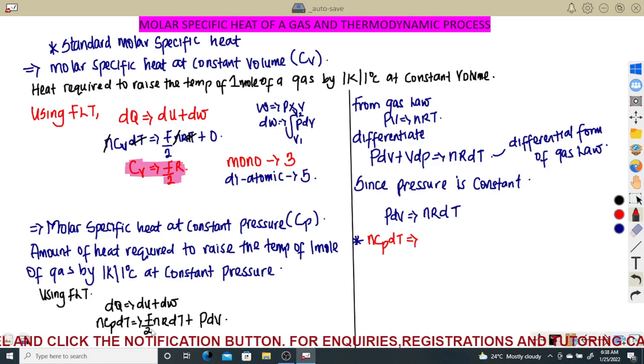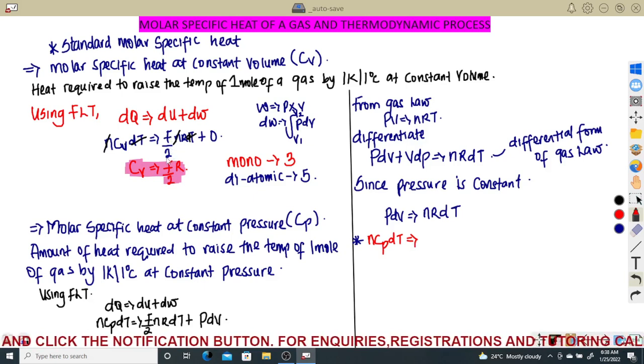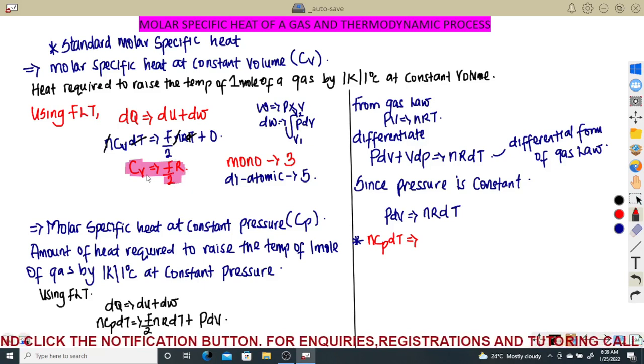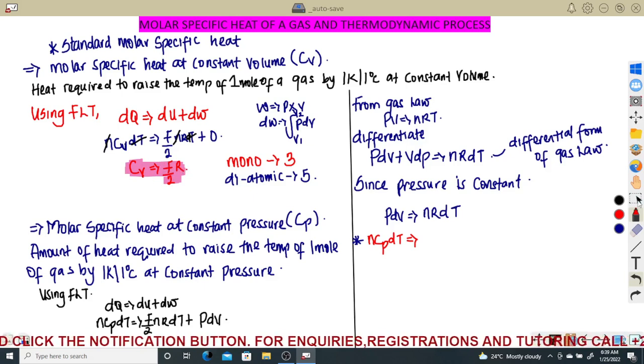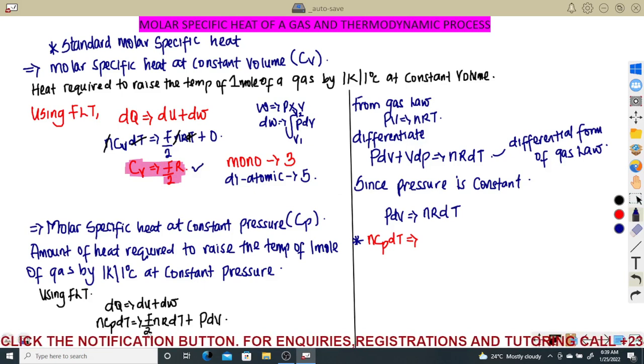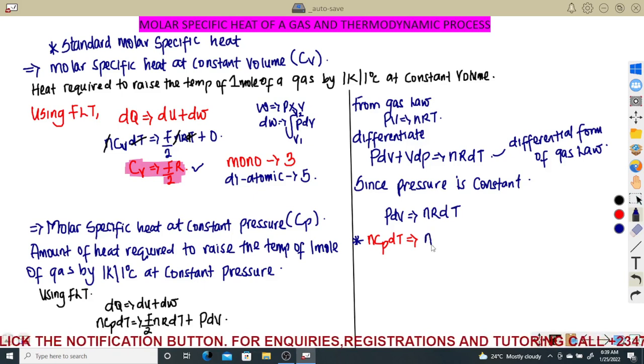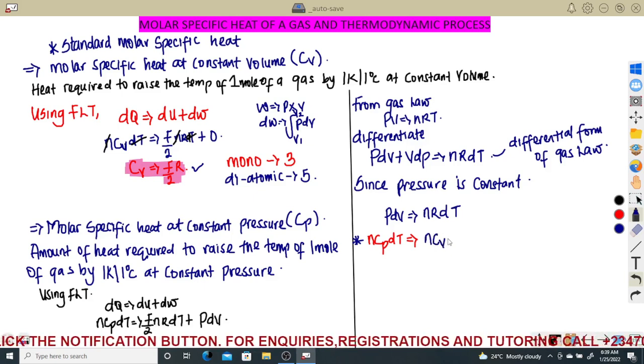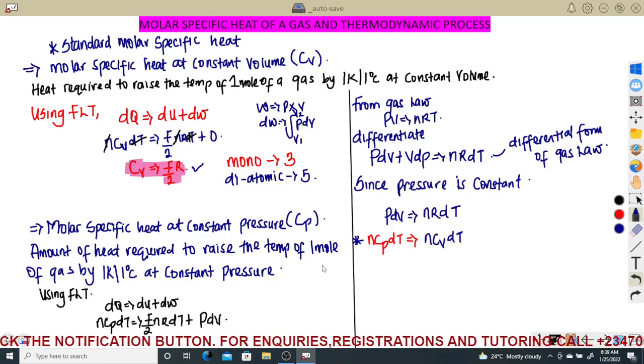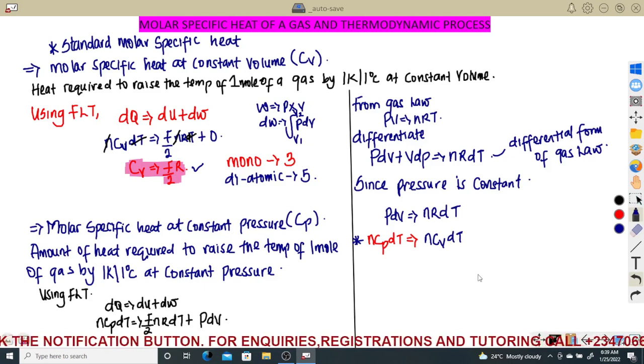Look at this now, f by 2R. Look at what I did there, guys. f by 2R is Cv. I hope you understand. f by 2R is equal to Cv from our first equation. So if f by 2R is equal to Cv, I will change this to Cv. I'm going to be left with n Cv dT. So please keep that. That means I can write U as n Cv dT. Students need to keep that now at the back of your mind.